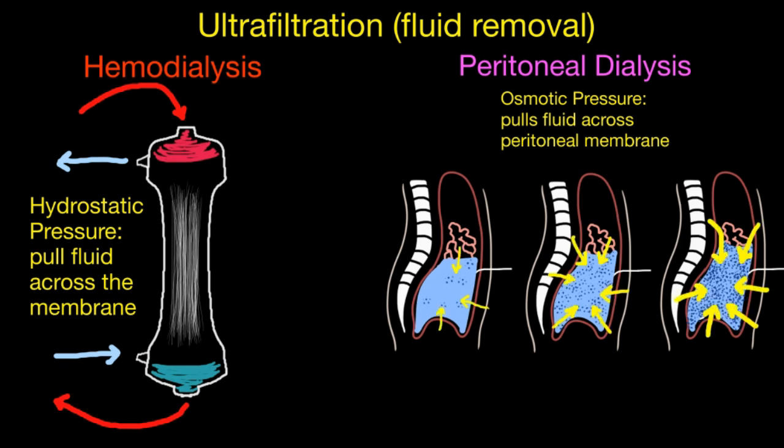As you can see, the strength of the concentration of that osmotically active substance will determine how much fluid is moved from the plasma compartment into the peritoneal fluid. And then when the dialysate is drained out, you've achieved net fluid removal.